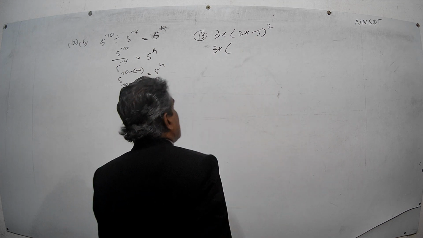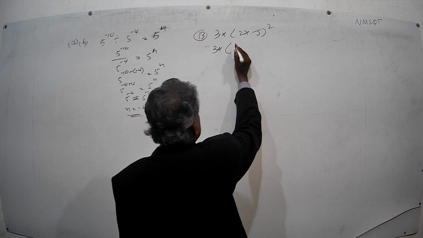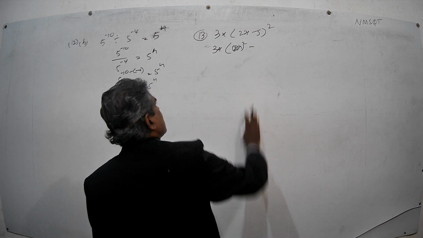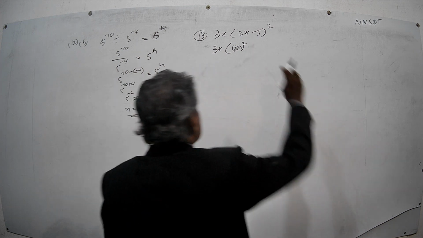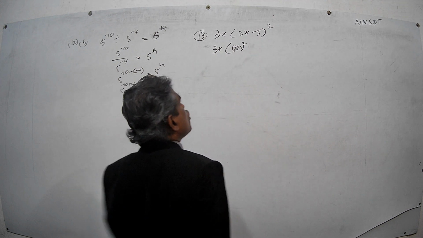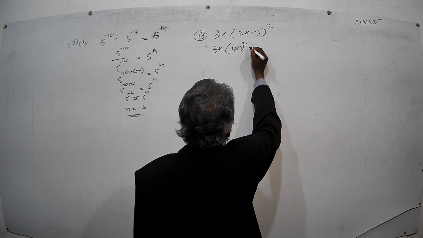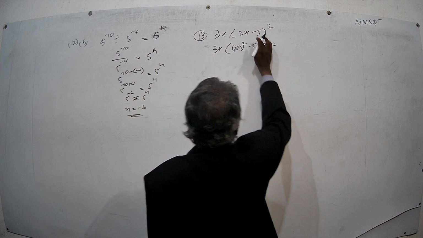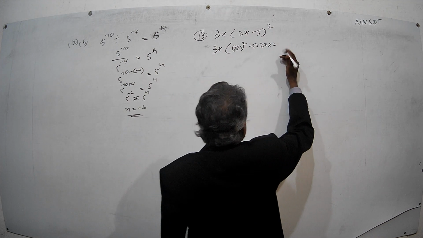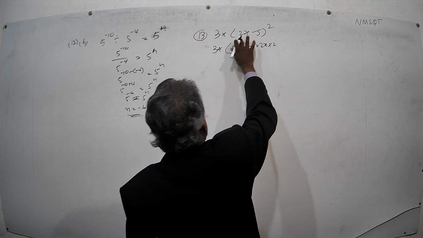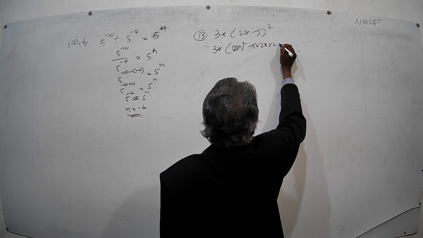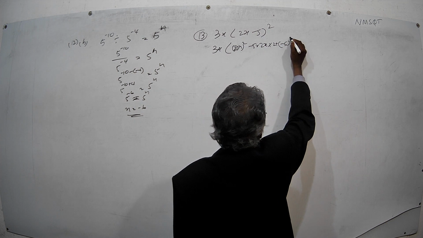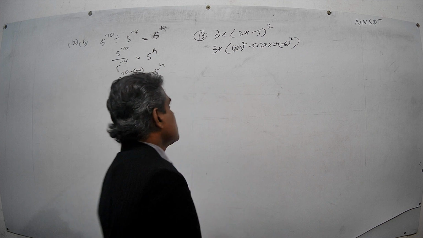When you expand this, this one squared, 2x squared, then this into this into 2. That means minus 5 into 2x into 2. You multiply these two and multiply that answer again by 2, right? Then another one is what? Minus 5 squared. That is the expansion of that.